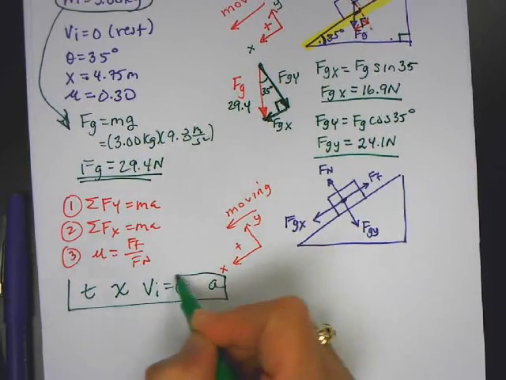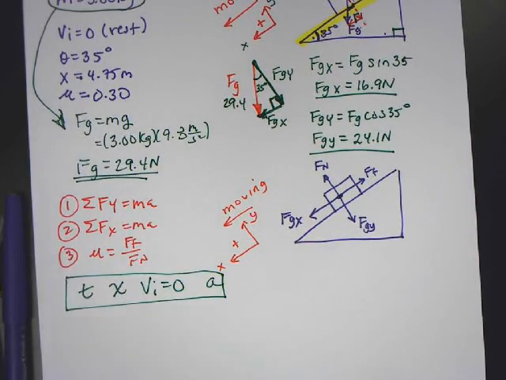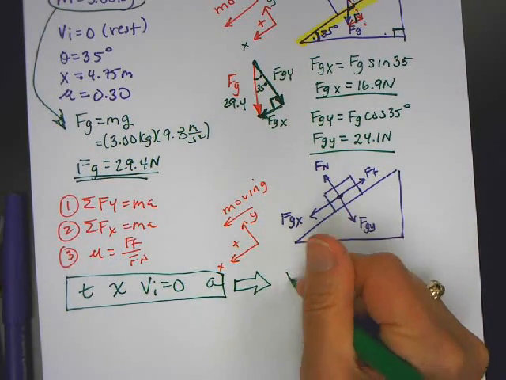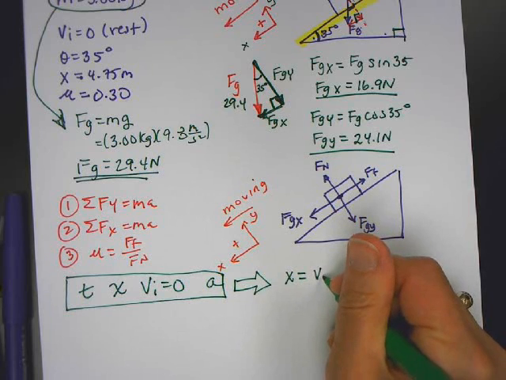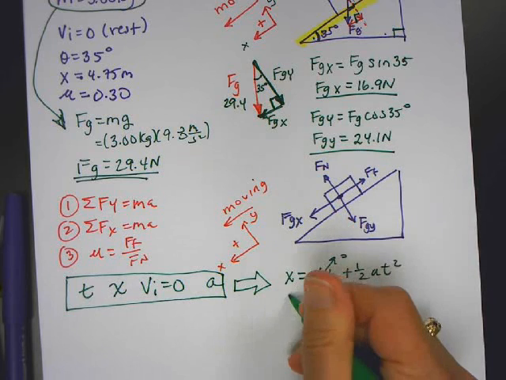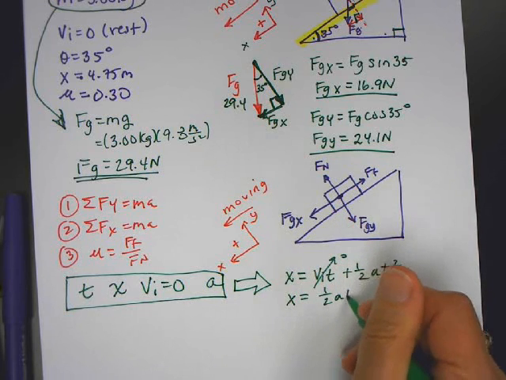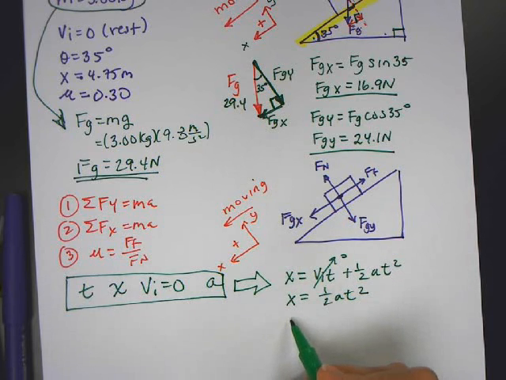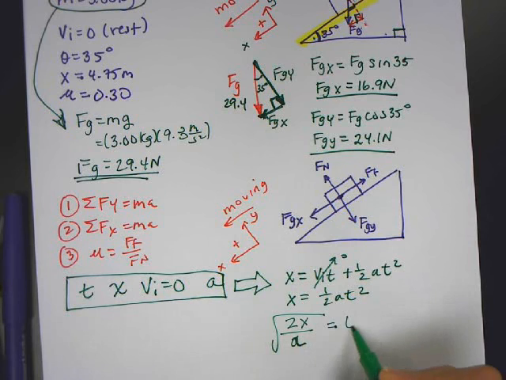Then I say to myself, I'm going to have four things. And once I have four things, I ask which equation has these four variables: x is equal to VIT plus 1/2 AT squared. So I'll have x is equal to 1/2 AT squared. And when I rearrange this equation algebraically, I multiply both sides by 2, I divide both sides by a, and then I take the square root. And then I'll be able to solve for t. So now I know I need to find the acceleration.